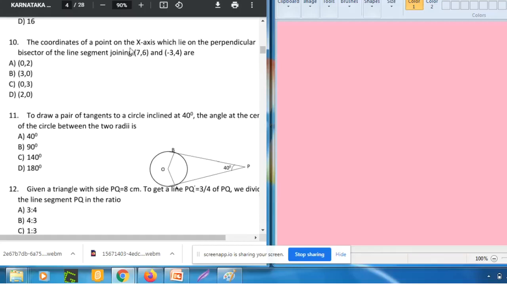The coordinates of a point on the x-axis which lies on the perpendicular bisector of the line segment joining 7, 6 and minus 3, 4 are. So there are 4 options. We have to find the correct option. So there are 2 points, A 7, 6 and B minus 3, 4.